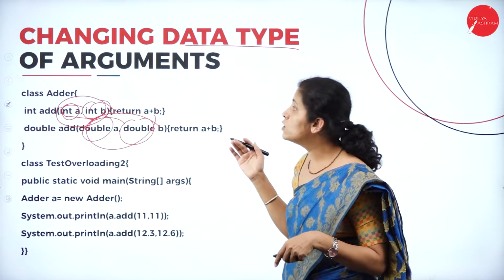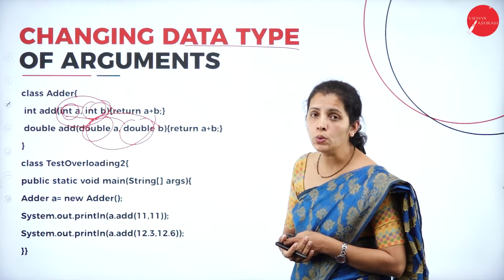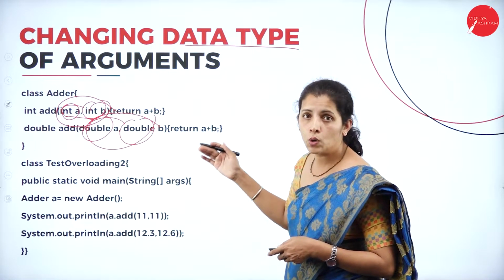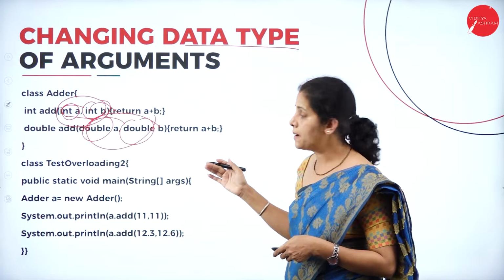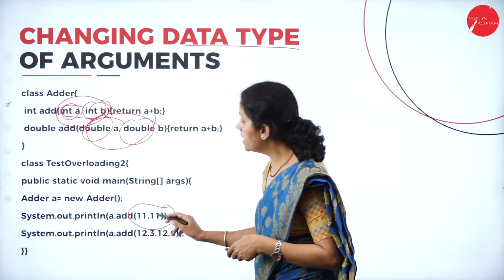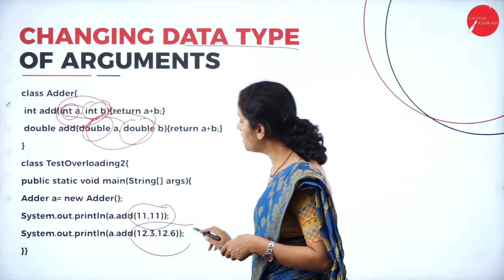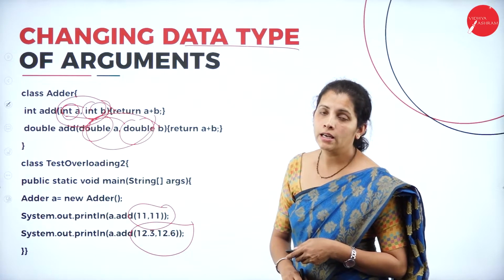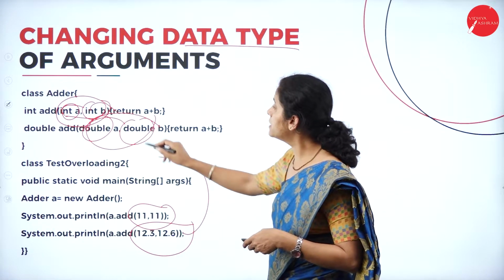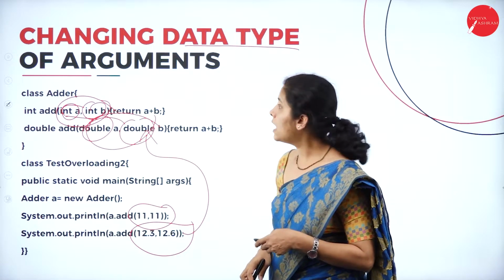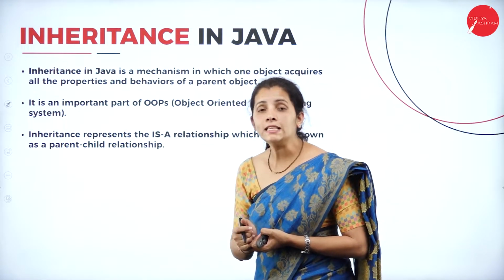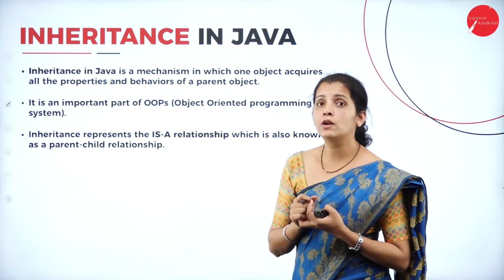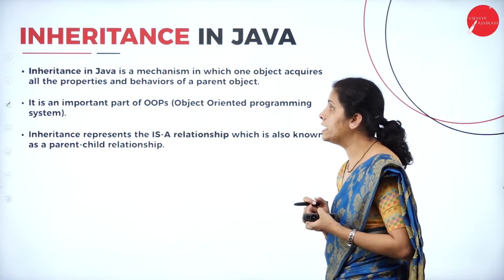This is the way I can use method overloading in my program. Here I'm passing an integer number and here I'm passing a floating point number, which is termed as double. Now I'm going to move to the next very important concept, that is inheritance.